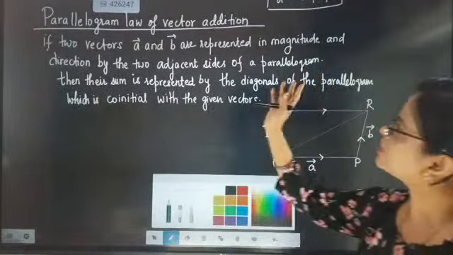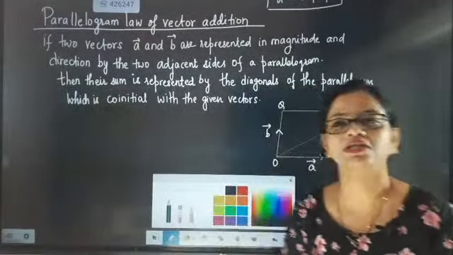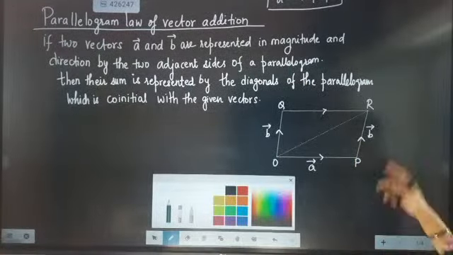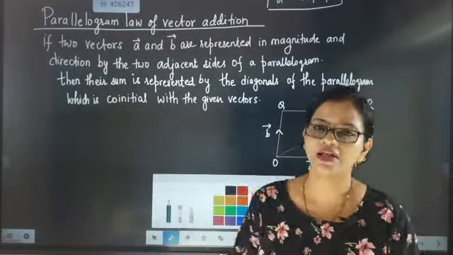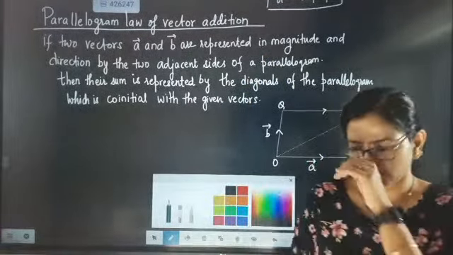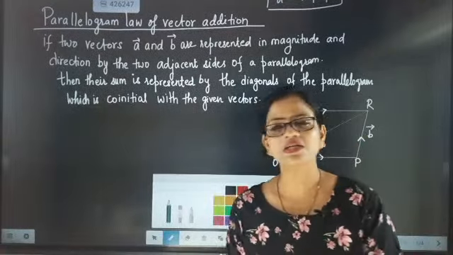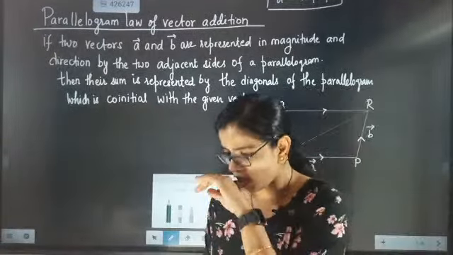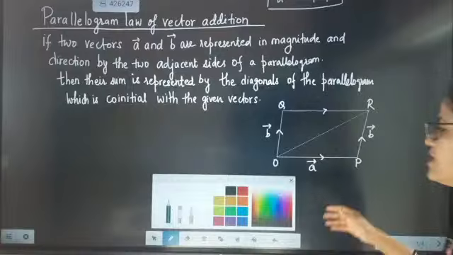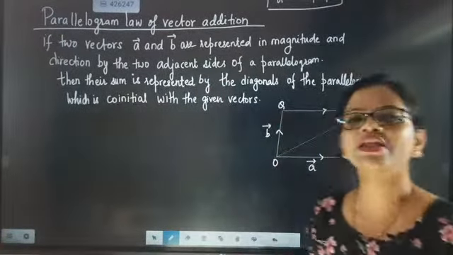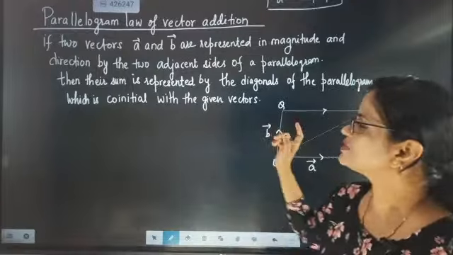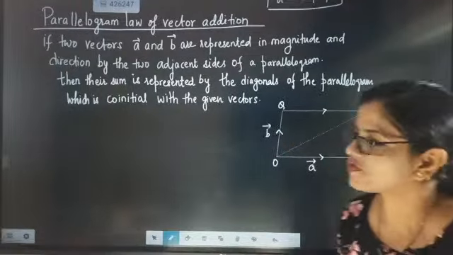The statement of the parallelogram law of vector addition says that two vectors are there, two adjacent ones, and these two vectors have magnitude and direction, and they are adjacent. So they are represented as the adjacent sides of a parallelogram.